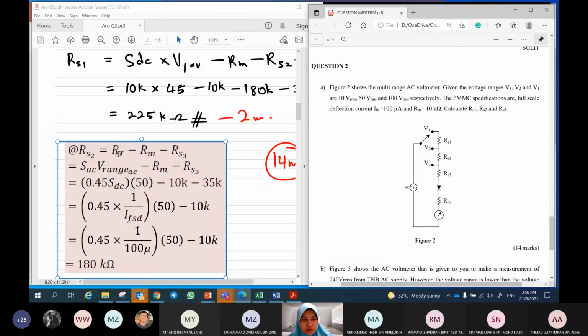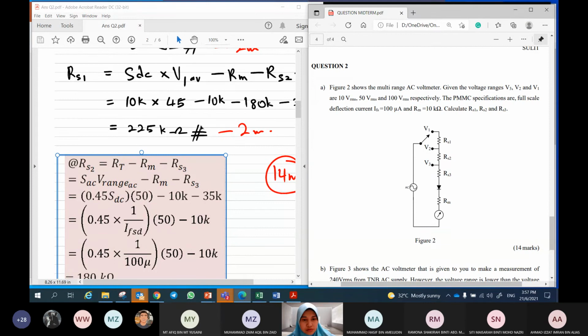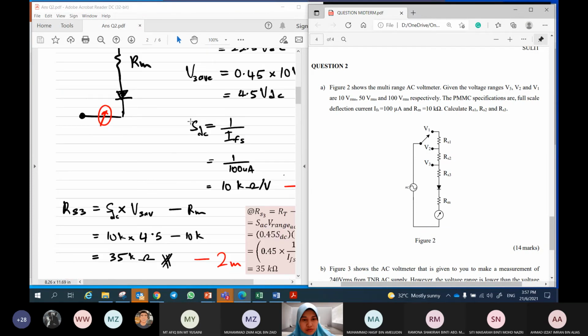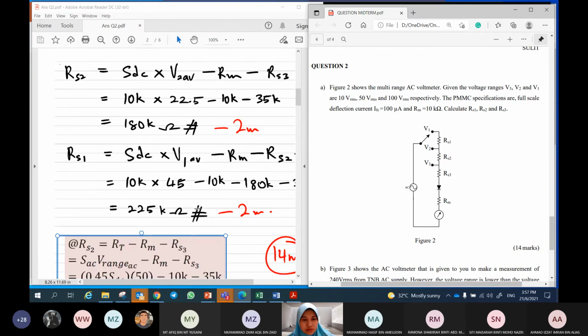We have calculated RS3. It is 35 kilo ohm, right? That we have calculated before. Okay, and we will get 180 kilo ohm. Okay, so just now we have RS3 is equal to 35. Now RS2 is equal to 180 kilo ohm.